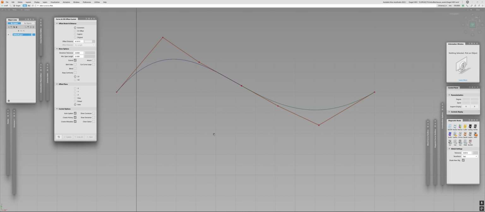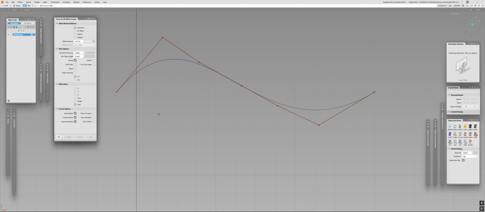So the tool itself, the curve offset and the surface offset, are very similar in terms of controls. The surface offset tool is much more robust, of course, than the curve offset tool because of the two-dimensional domain of the surfaces, but we will get to that. So the curves, the basic controls here are right at the top, under the offset mode and distance. And here you're going to see 4 radio buttons. They are called automatic, CV offset, explicit, and original.